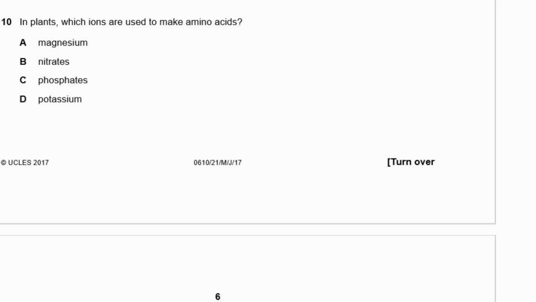Question 10. In plants, which ions are used to make amino acids? Okay, amino acids make up proteins, and proteins need nitrogen. So which ions are needed to have nitrogen in them? Well, magnesium has no nitrogen in it. Nitrates do. Phosphates, no nitrogen. Potassium, no nitrogen. The answer is B.